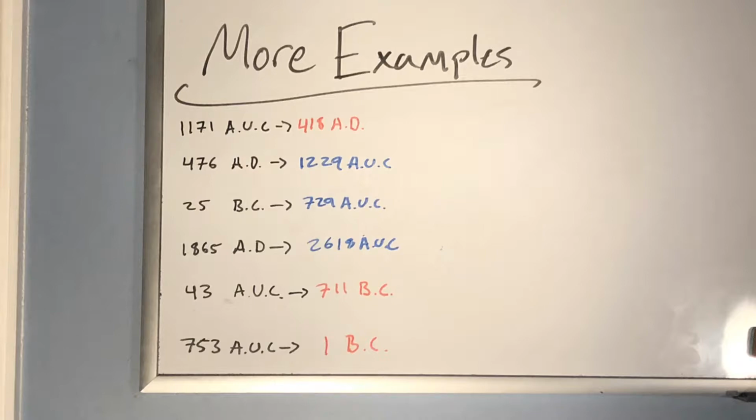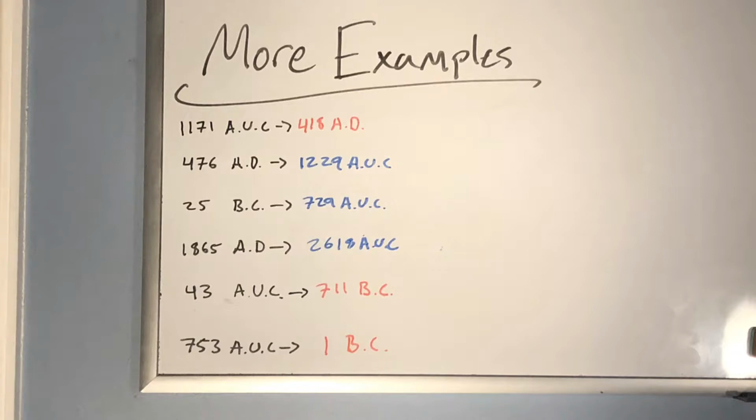So here, 1,171 A.U.C. This is greater than 754, so you subtract 754 from the A.U.C. year to get your A.D. year. So 1,171 minus 753 is equal to 418, which would be your year 418 A.D. Now we'll go 476 A.D. into A.U.C. Here you just add 753. So 476 plus 753 is 1,229 A.U.C.